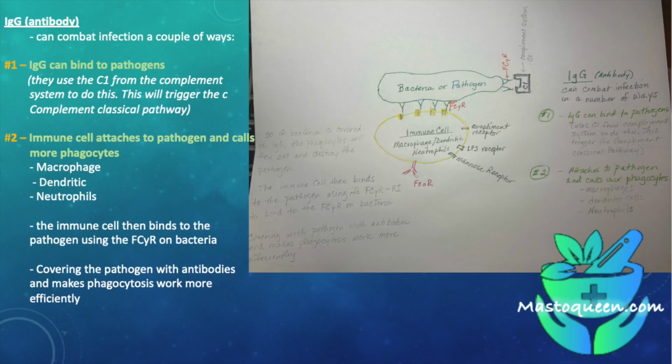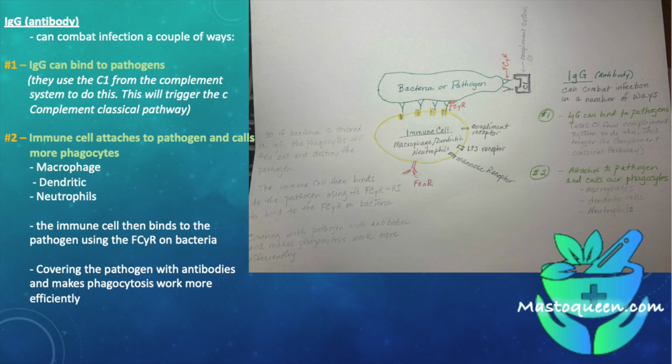Now, when it comes to B regulatory cells, they work very closely with IgG antibodies, and they can combat infection in a couple of ways. The first way that an IgG can work is by binding to the pathogen directly. They use the C1 from the complement system to do this. This will trigger the complement classical pathway. You can see my little drawing of the bacteria or pathogen with my little receptors, and then next to it there's like a block that says C1. That's part of your complement system, and your complement system is what is reacting to the bacteria or pathogen, okay?